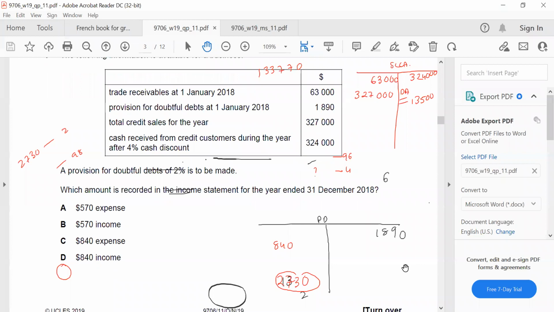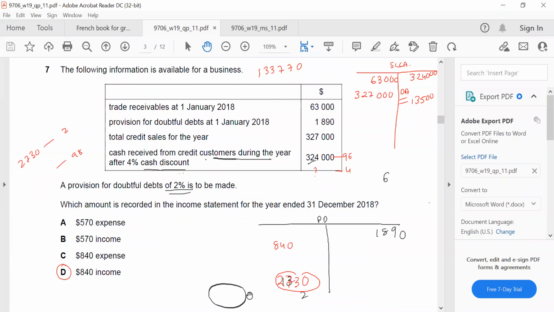So October, November 2019, paper 11. First thing I'm trying to find out is the trade receivables amount, the closing trade receivables. So how do you get the closing trade receivable? Opening trade receivable, then the credit sales, and amount received and discount allowed. So what is the closing balance that you're going to get? Can you give me this amount?